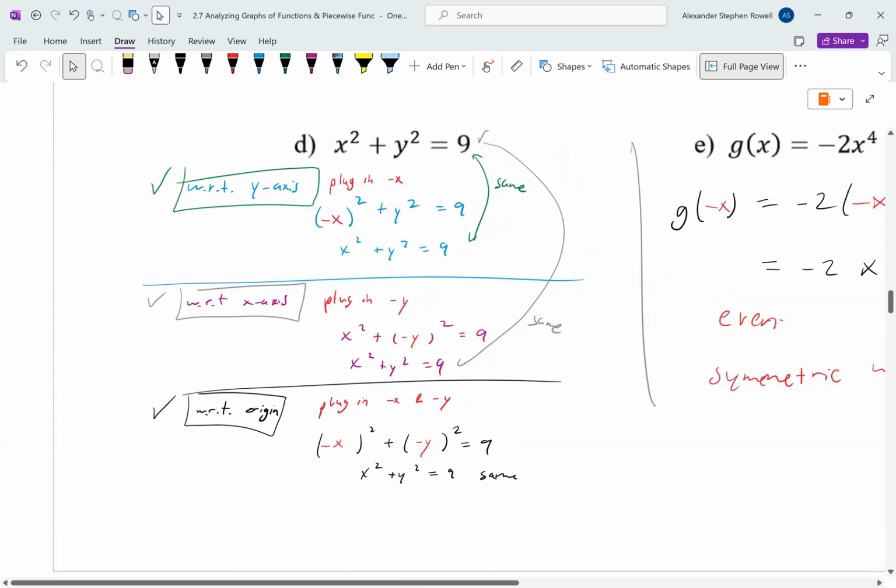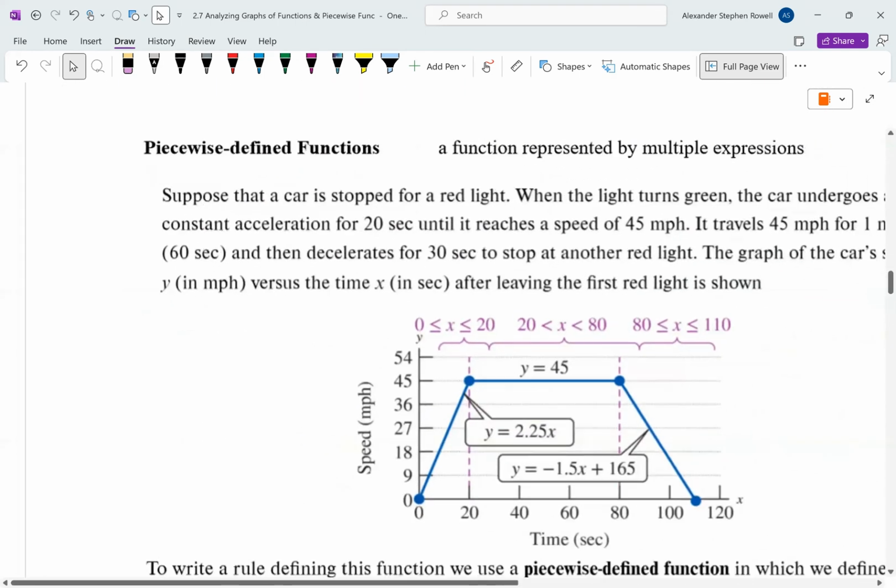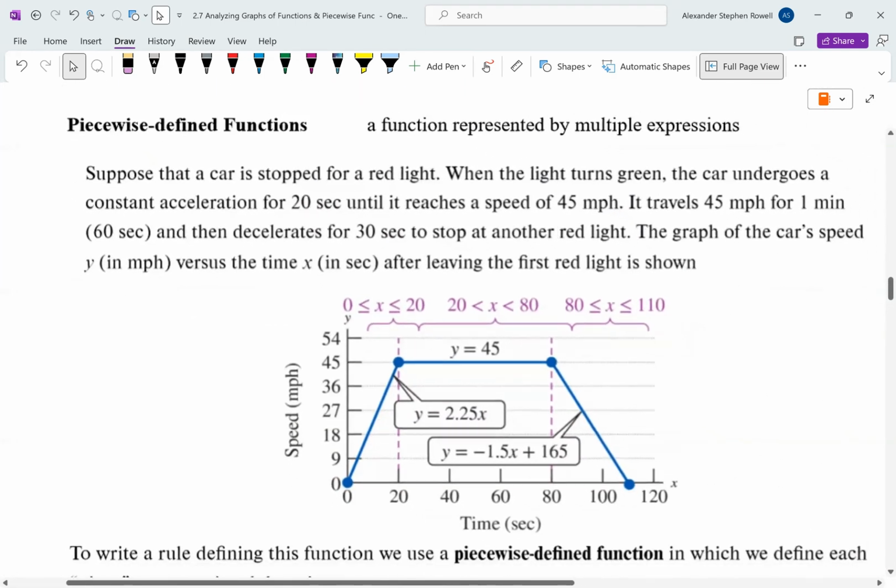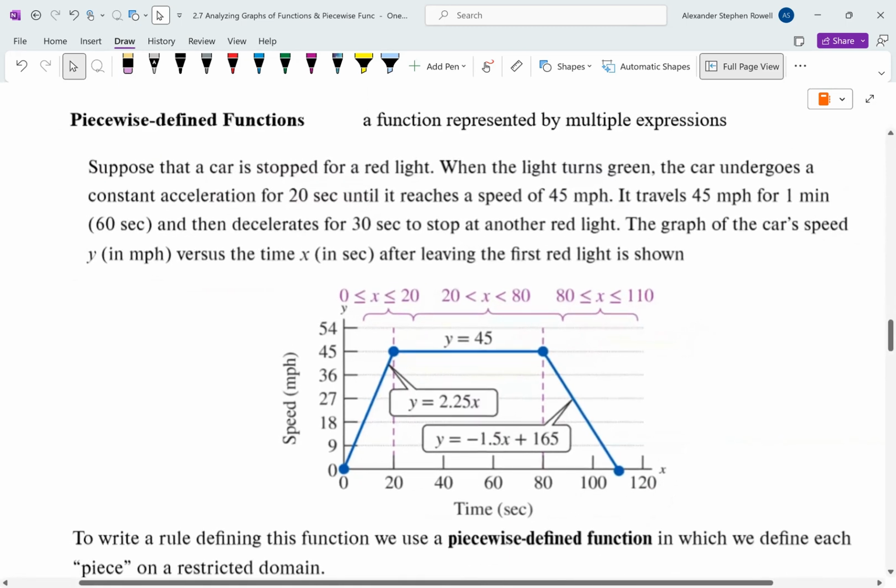All right, let's move on to another concept. A piecewise function. Are you familiar with these? It turns out one function isn't good enough to represent reality sometimes. We might need multiple functions. For instance, when you're accelerating from 0 to 45 miles per hour in the first 20 seconds, we could say that this line represents your speed, and this function looks like y is equal to 2.25x.